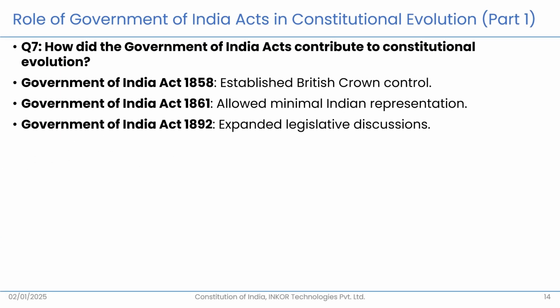The Government of India Acts played a crucial role in shaping India's constitutional development. The Government of India Act 1858 was a turning point, as it ended the rule of the East India Company and placed India directly under the British Crown. This act introduced a centralized administrative system controlled by the British government. Later, the Government of India Act 1861 allowed limited Indian participation in governance by appointing a few Indians to legislative councils, though they had no real power. The Government of India Act 1892 expanded legislative discussions, allowing Indians to question policies, but still preventing them from having significant decision-making authority.